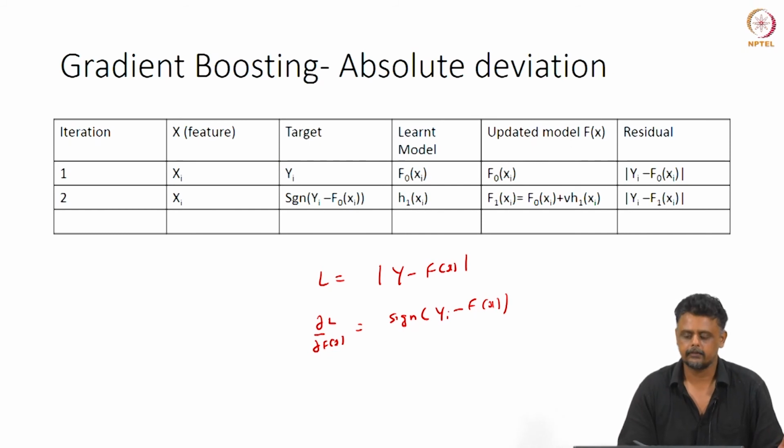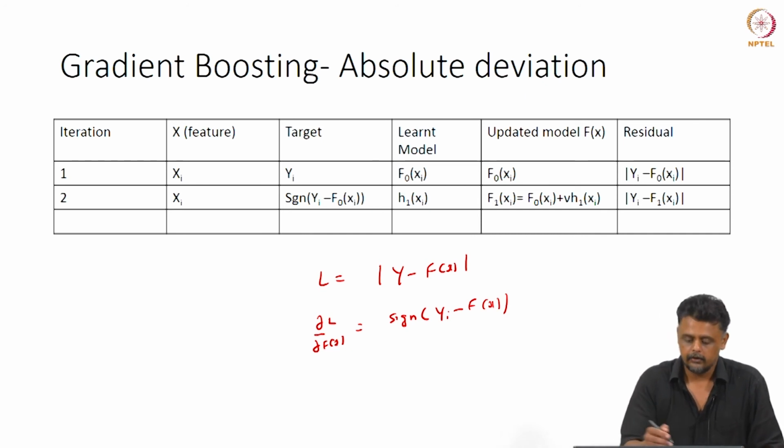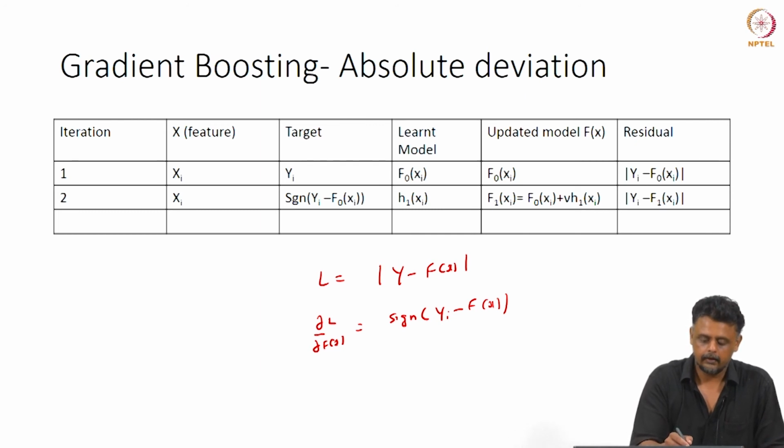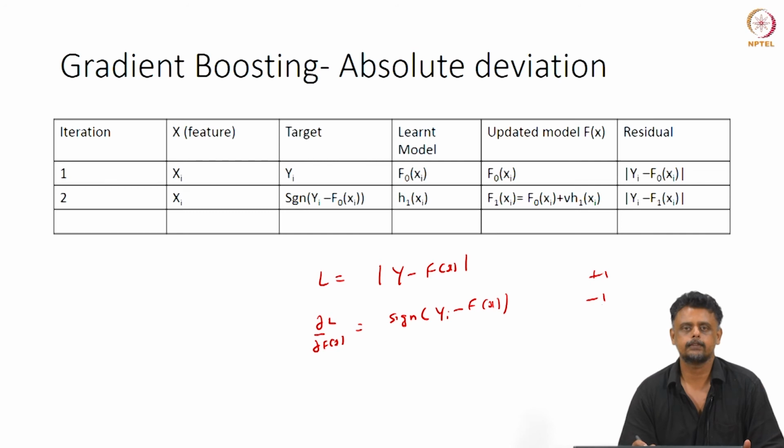Okay, that's it. So then for the second iteration, you start fitting your machine learning models to the sign. Your features would be the same, the input features and the data points. The target would be either plus or minus, so plus 1 or minus 1 would be the target. That is how you fit your machine learning model. And then of course, you update your model.